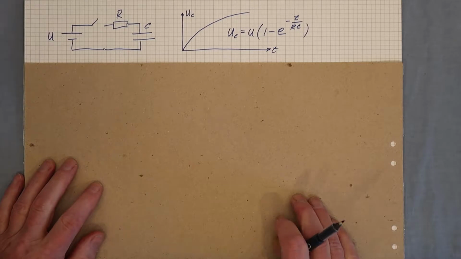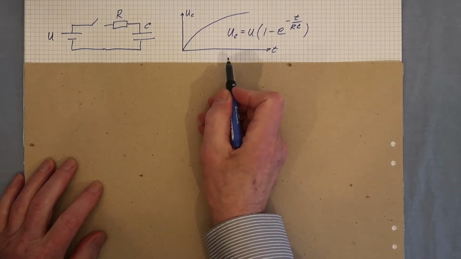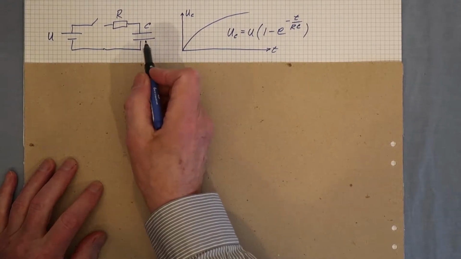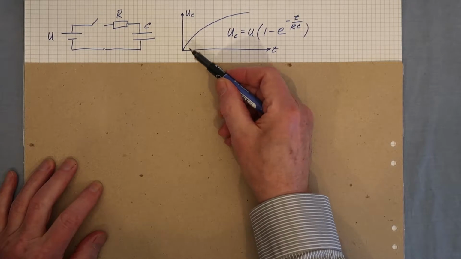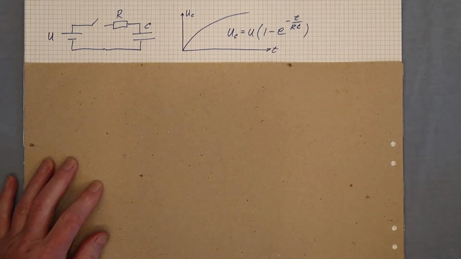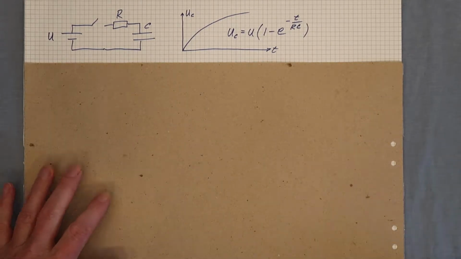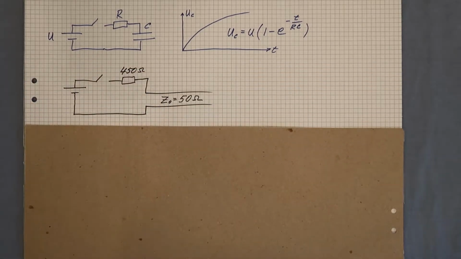This is what a capacitor looks like for a mathematician: a container for charges, and we get the exponential charging curve. But is this really correct? We will make some measurements here.